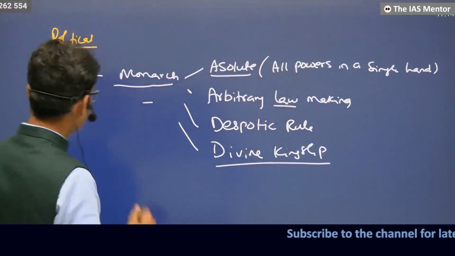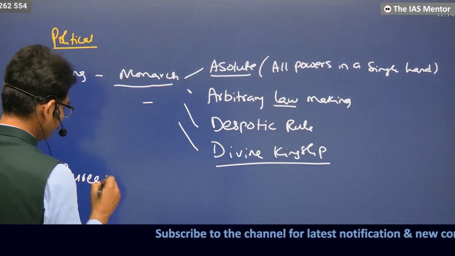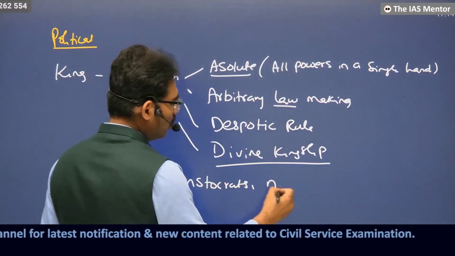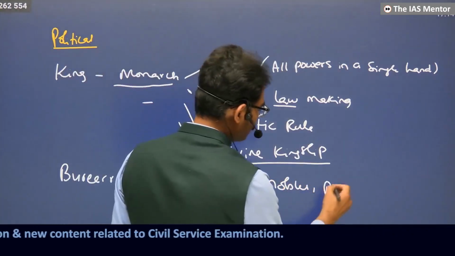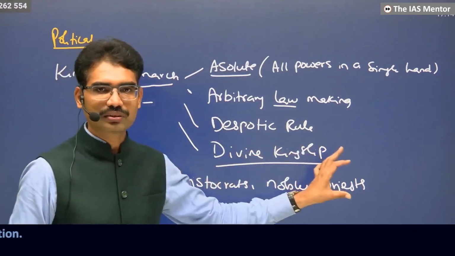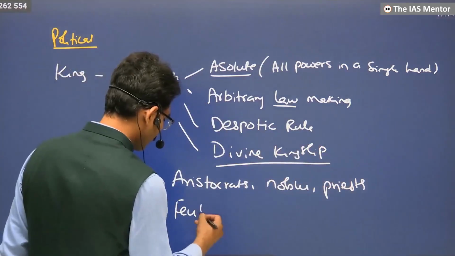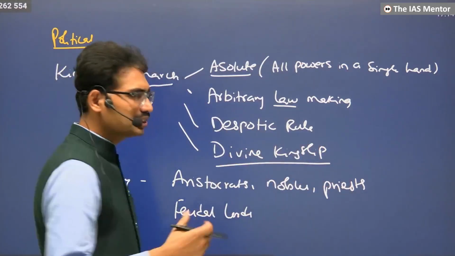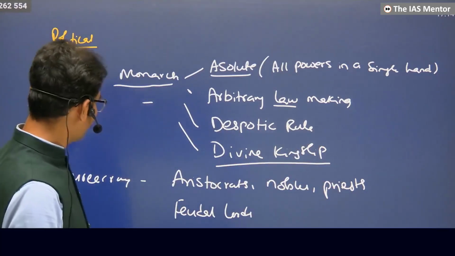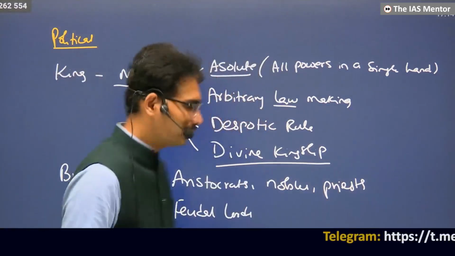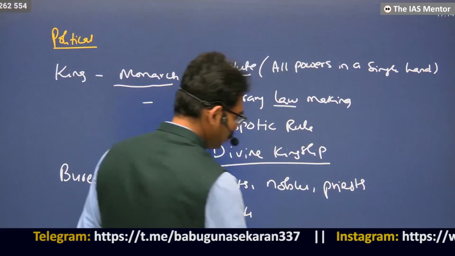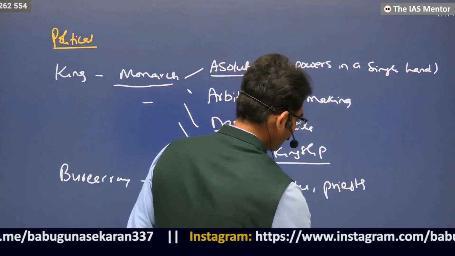Now, bureaucracy. Who will be there in bureaucracy? Aristocrats, nobles, priests, whoever has a good connection with the ruler, they used to enjoy. Feudal lords. Traditionally, those who were in the bureaucracy are the only ones who will get positions. Common people will not get them. King, bureaucracy. Where are the common people? No middle class. No common people in bureaucracy.